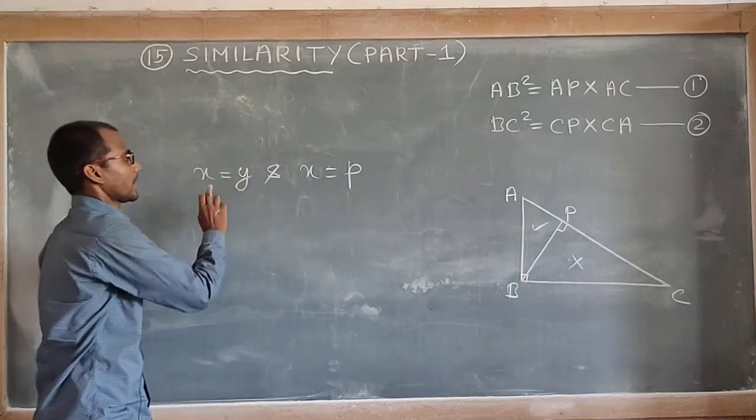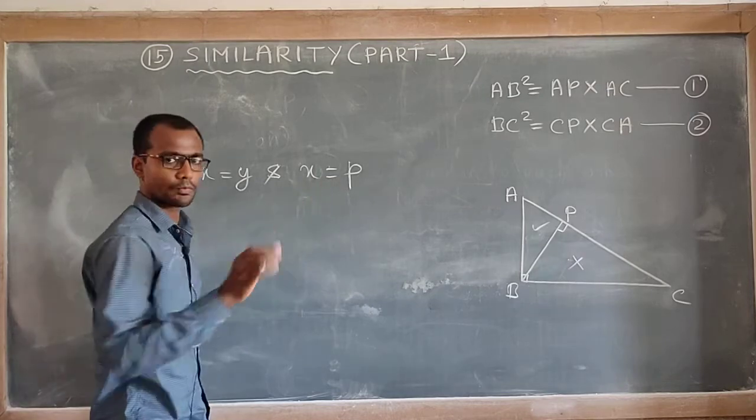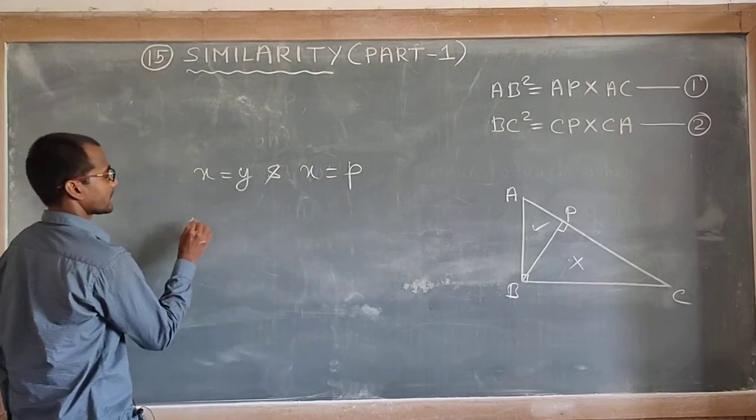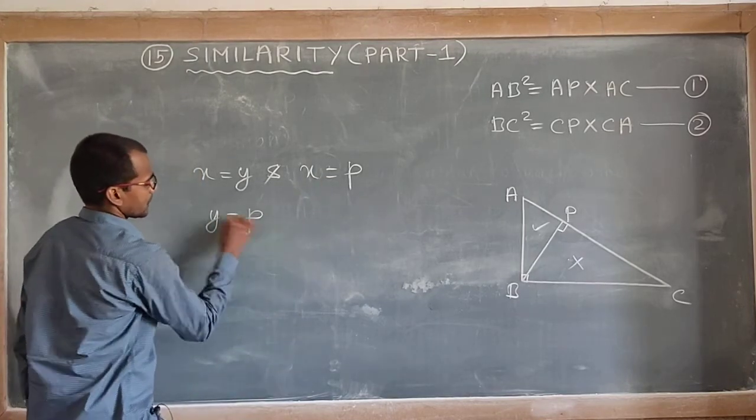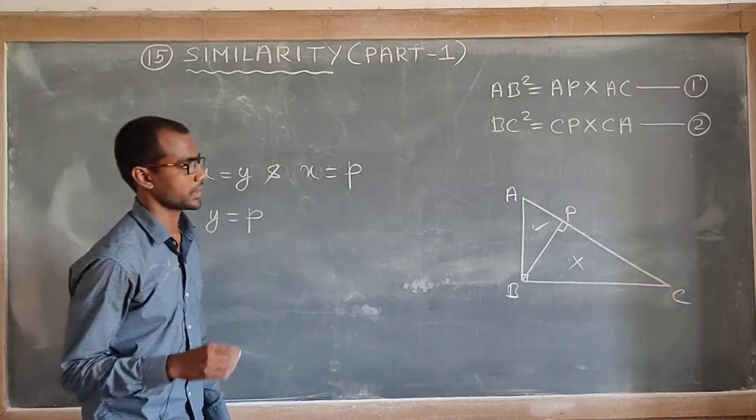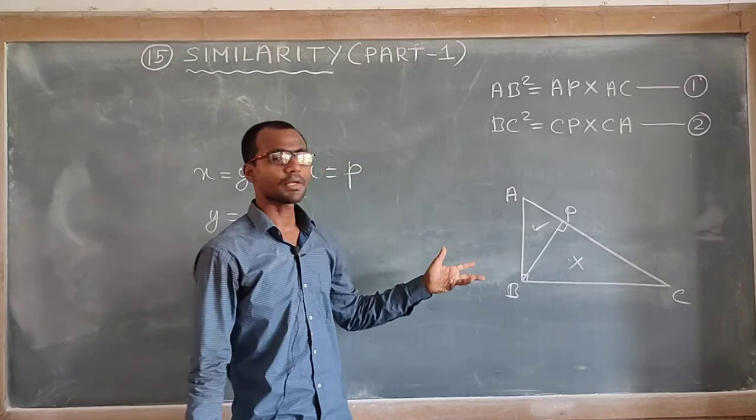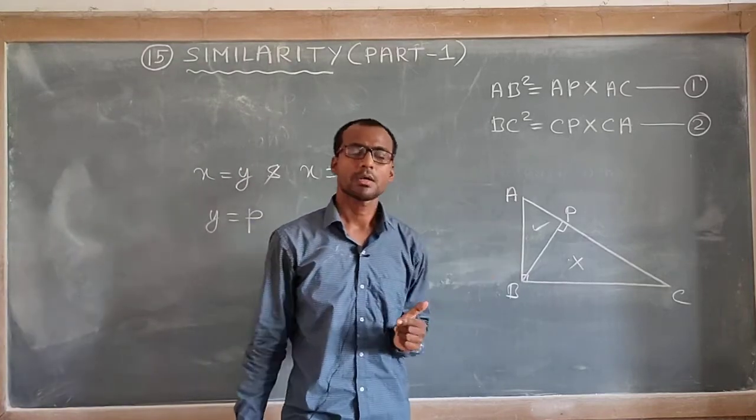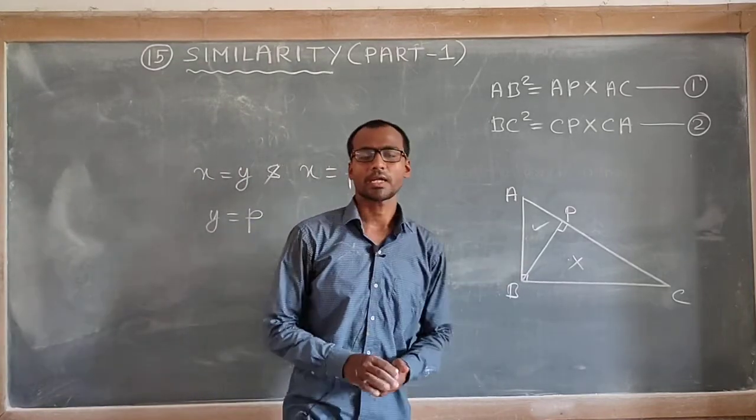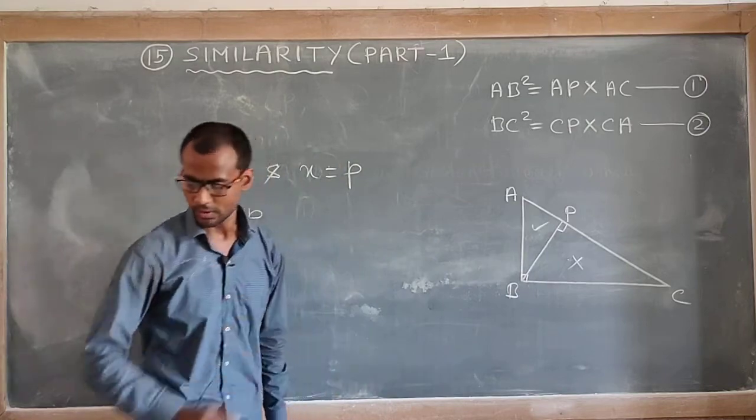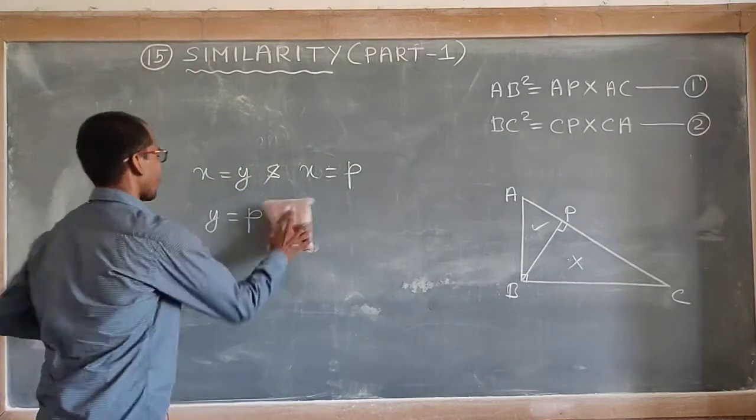Suppose x is equal to y and x is equal to p. Then we can say y is equal to p. This is called the transitive property. Now following this, the big triangle is similar to both the small triangles, so we can say that the two small triangles are similar to each other. We don't need to prove it, we just need to find the order. The order is important.